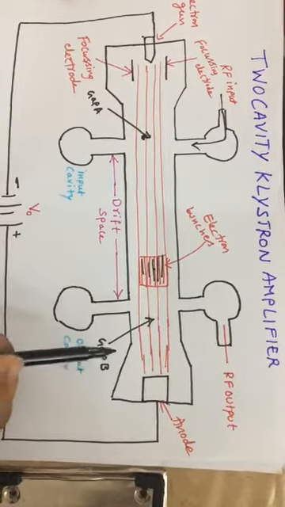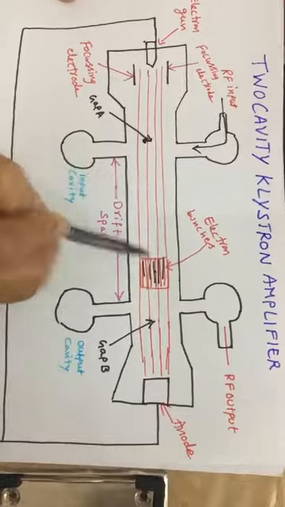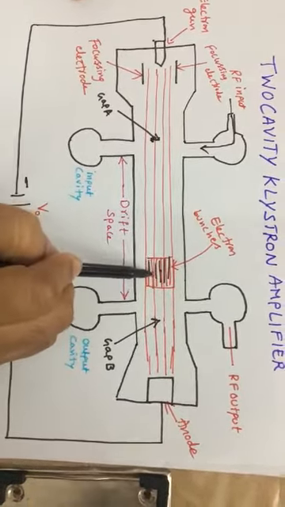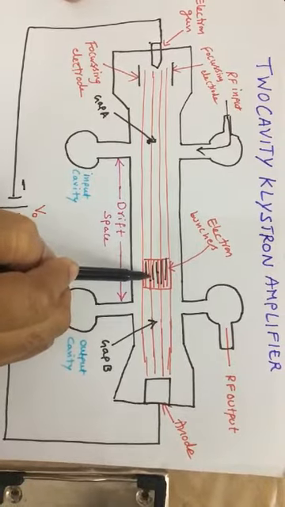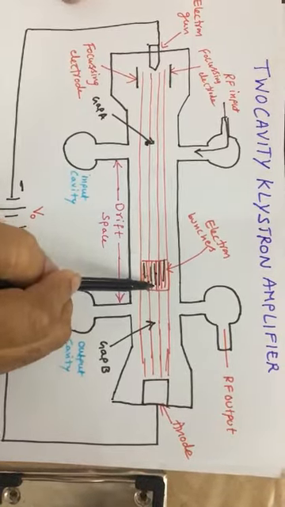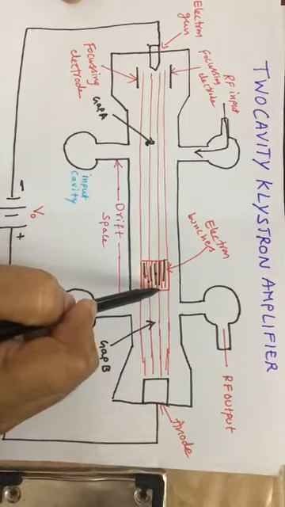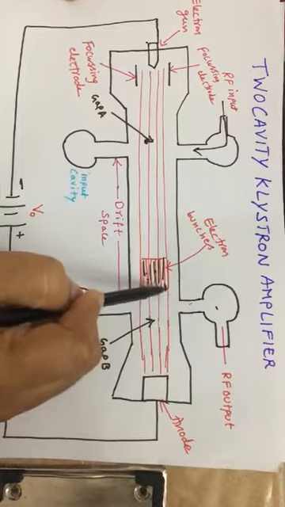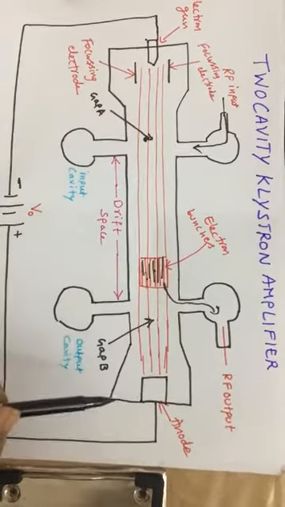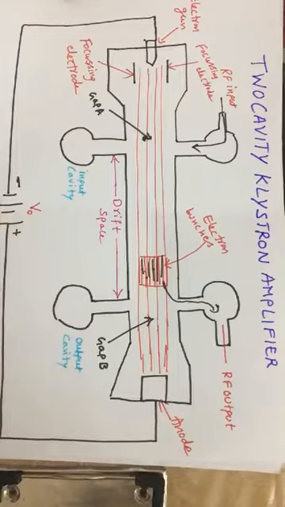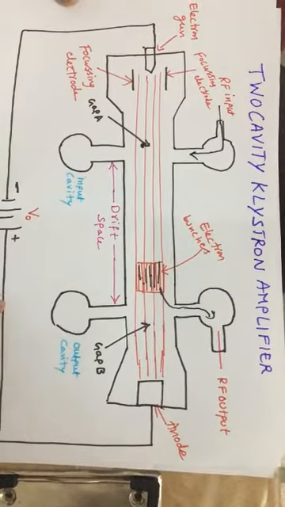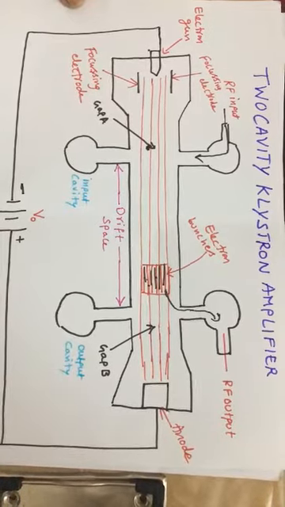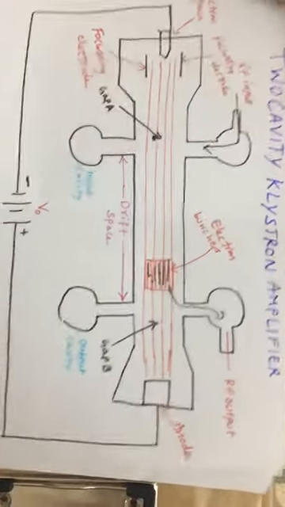output cavity. This velocity modulation process causes the electron beam density to change. This density is cyclically varied with time. As a result, more RF output is delivered in the output cavity. This is the basic explanation of a two cavity klystron amplifier. How velocity modulation takes place is explained with the help of the Applegate diagram.